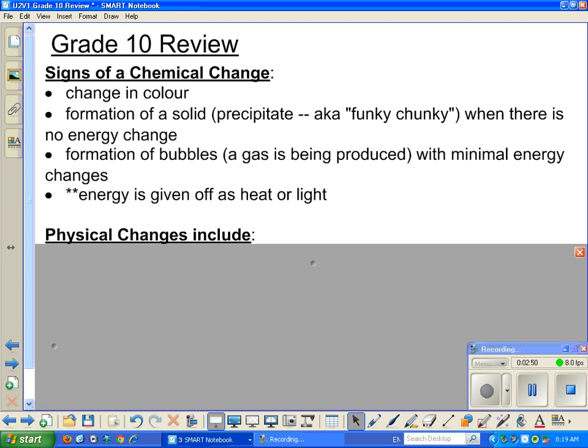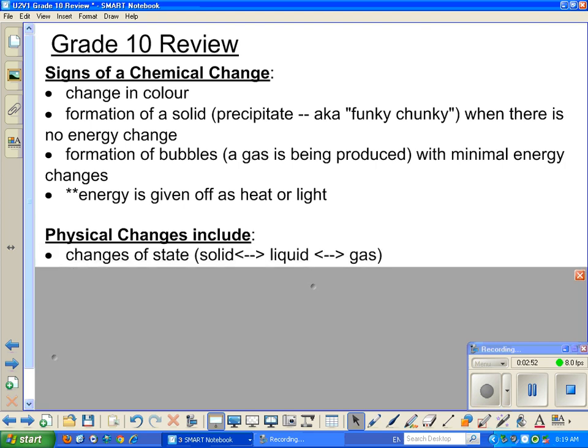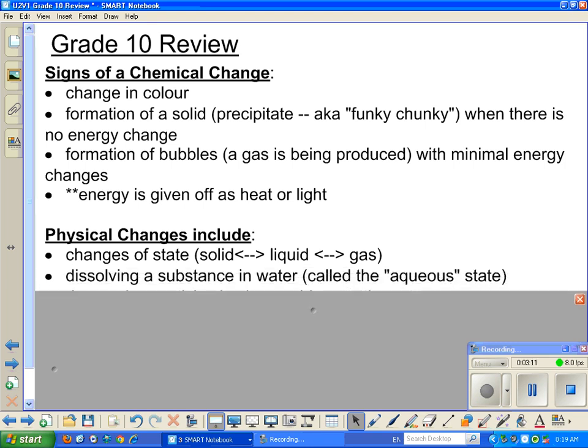So physical changes in matter include one of the obvious ones, which are changes of state. So interchanging between the solid state, the liquid state, and the gas state. And that's a result of either adding energy to that system or taking energy out of it. But the substance is the same before and after. So think of water going from ice through to being a liquid through to being water vapor.